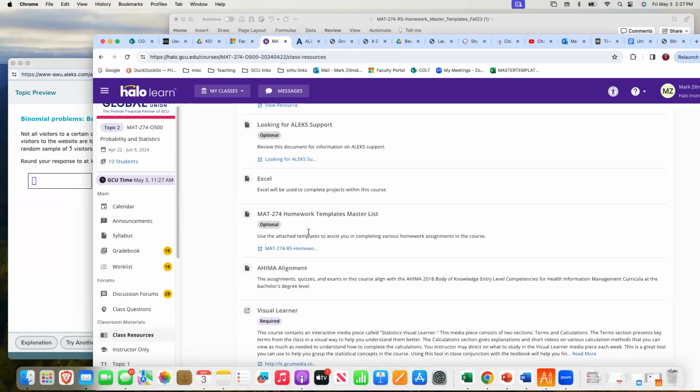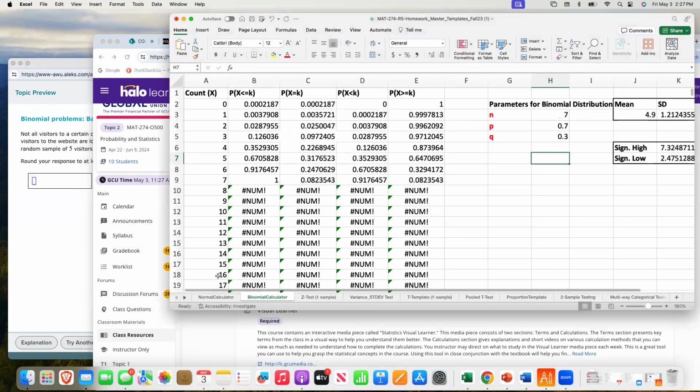But using Excel, okay, Excel will be used to complete projects and that sort of thing. So you should be at least familiar with it. And this template, once you download this sheet, has a bunch of tabs here with different types of calculators set up. And notice I have the binomial one set up here for you right now. For this problem here, all we have to do is enter the P and Q. Remember, Q is always the complement of the probability of a success. So they're always going to add up to 1.